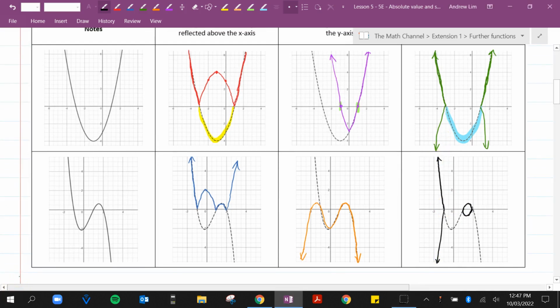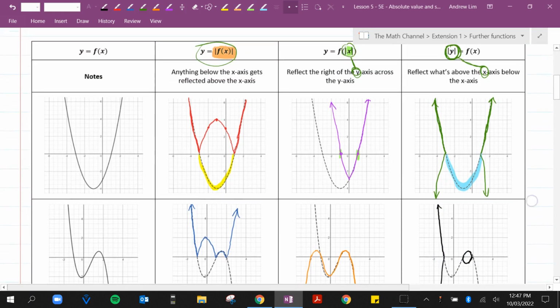Okay, so let's just do a quick recap. Y is equal to the absolute value of f of x. Everything will become positive, so everything will be above the x-axis. Y equals f of the absolute value of x. Well, we're just going to reflect across the y-axis, and the absolute value of y will reflect across the x-axis.